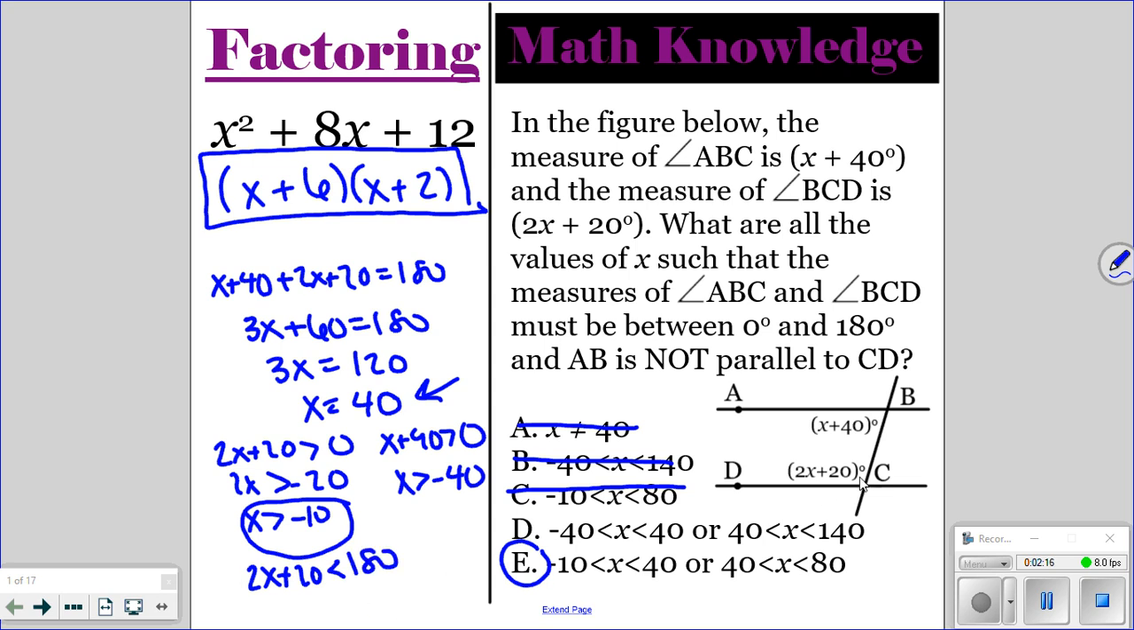less than 180, and this one could just be almost 180, and this one could be almost 0. And so if this one was less than 180, 2x would be less than 160, and x would be less than 80. And so that's where that 80 comes from. So that's how you can work through the math knowledge question. You could also just pick some random numbers and see which range worked, if you would rather do it that way. So we're looking at lesson 27 today.